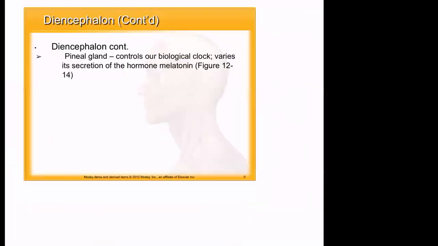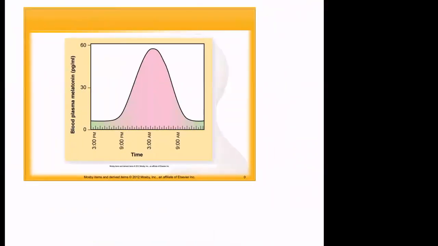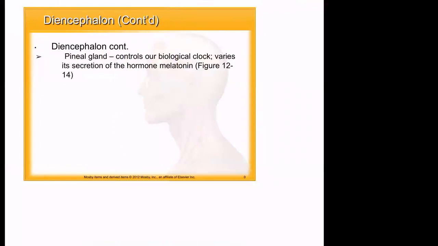The pineal gland, again, we'll see this one again. It creates the hormone melatonin. Do not confuse that with melanin. Melanin is the pigment in our skin that blocks UV radiation. Melatonin is a substance that helps us go to sleep.